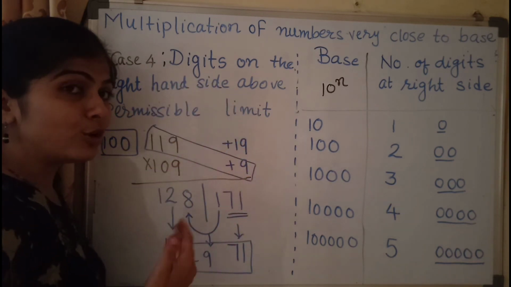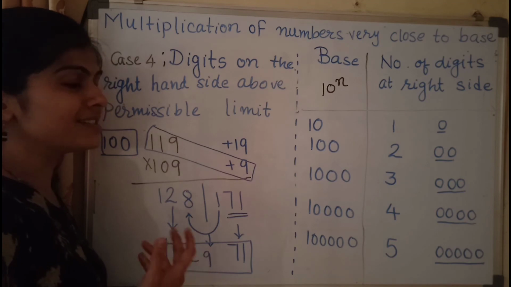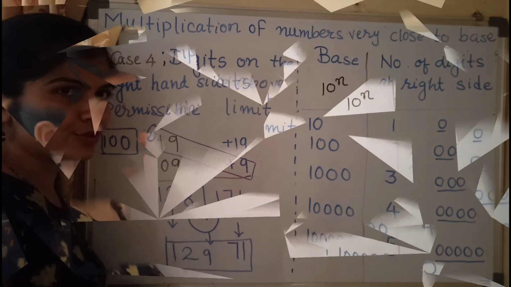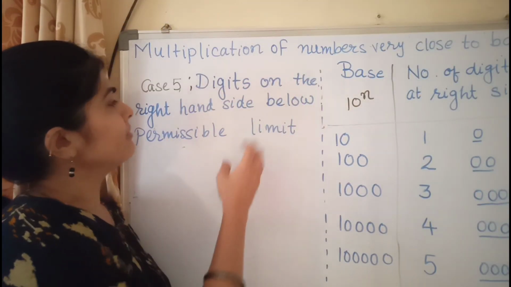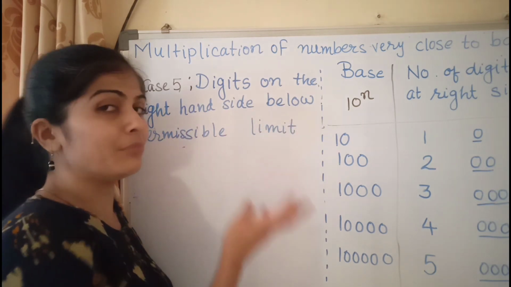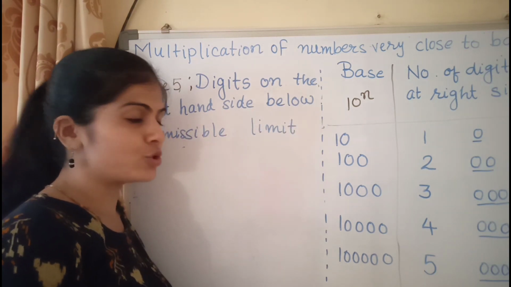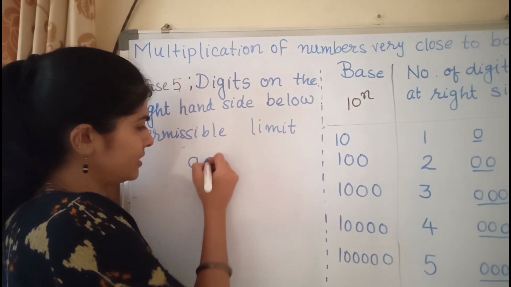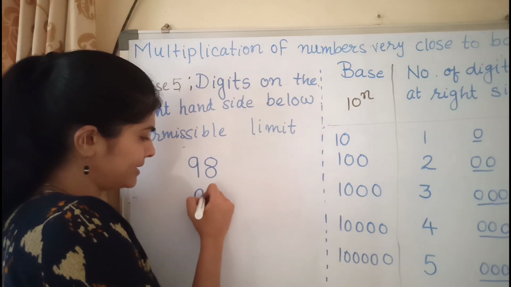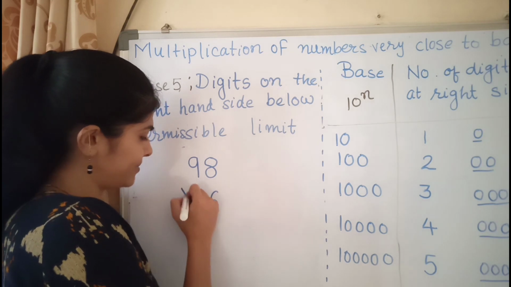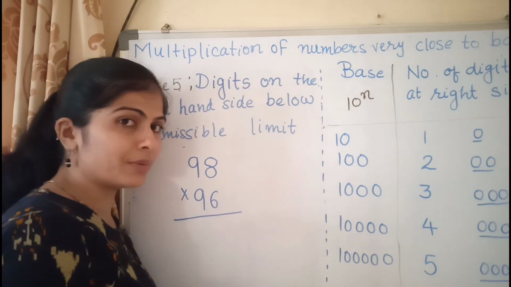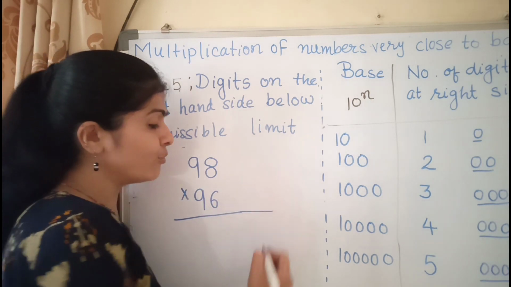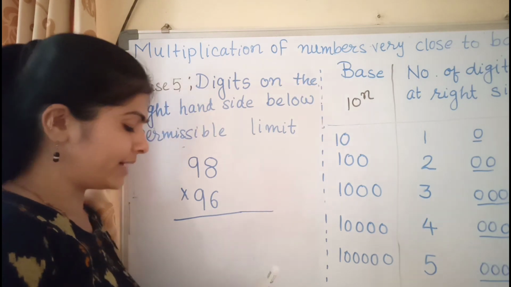If they are below, then what? That is case number 5. Let's consider case number 5, that is digits on the right hand side are below permissible limit, then what we should do. Let's consider one example to understand this situation. Let's say 98 times 96. We need to multiply these two numbers. You can see that both the numbers are closer to 100.